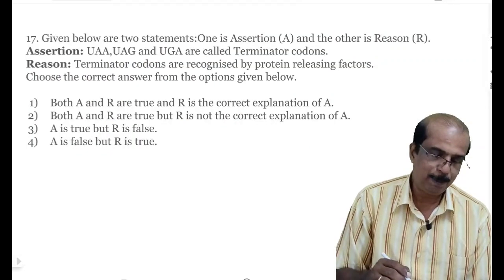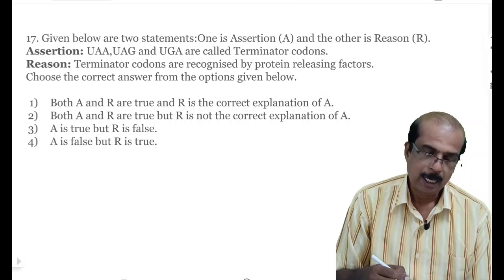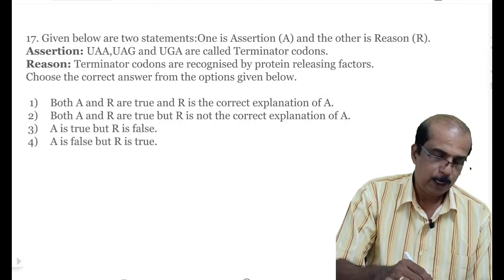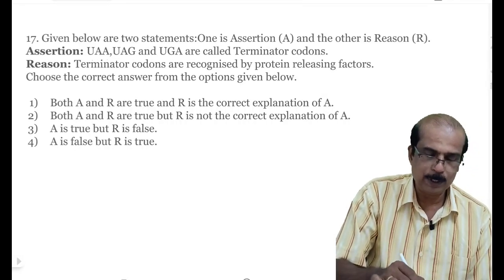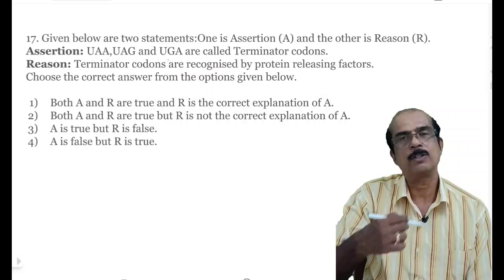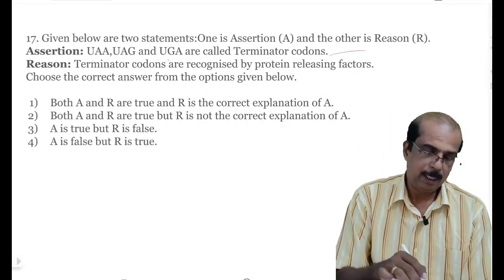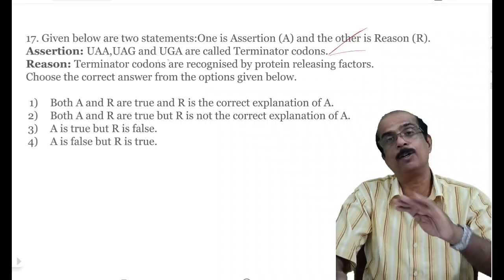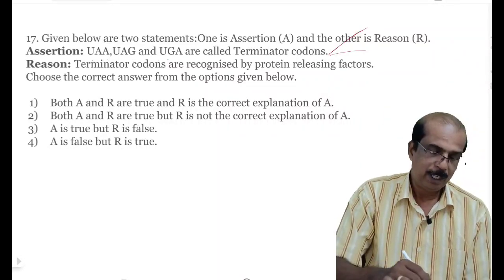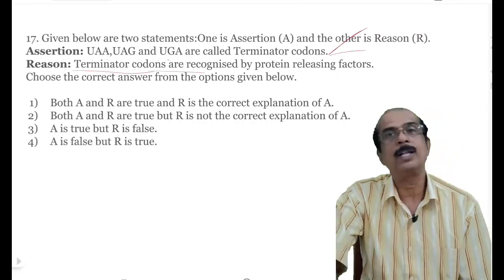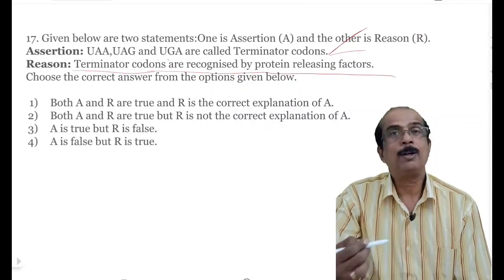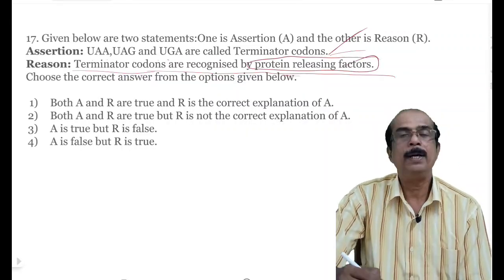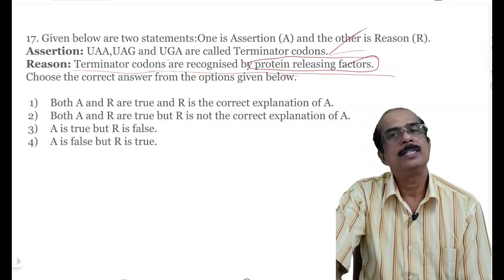What about the next question? Given below are two statements. One is assertion and the other is reason. Assertion. UAA, UAG and UGA are called terminator codons. We saw earlier in the earlier question. These three are called stop codons or terminator codons because they terminate or stop protein synthesis. Reason, terminator codons are recognized by protein releasing factor. When terminator codons come, the protein releasing factors recognize them and they help for the removal of polypeptide chain.